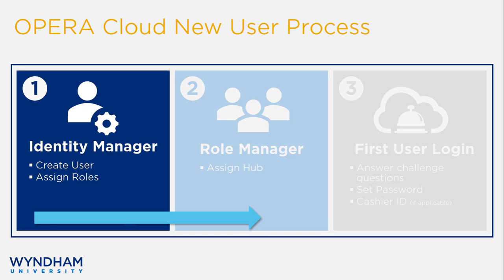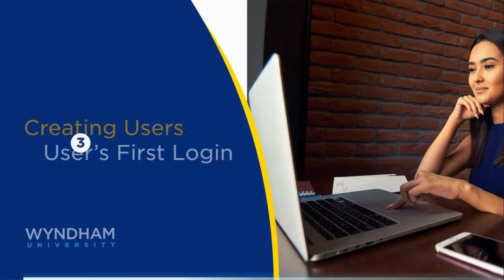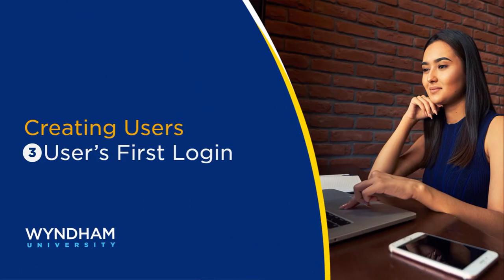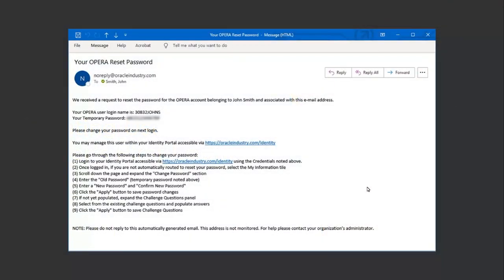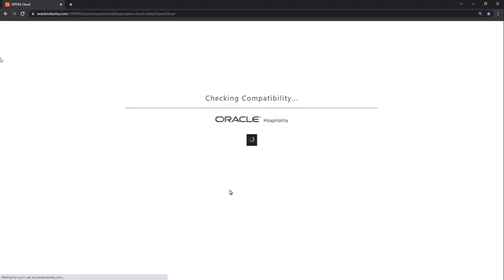Now that we have completed the user's setup in both Identity Manager and Role Manager, the user can now log in and set their password and challenge questions. Let's review the user's first login. The user will receive an email with their new username and temporary password. Using this information, the user will log in to OPERA Cloud.